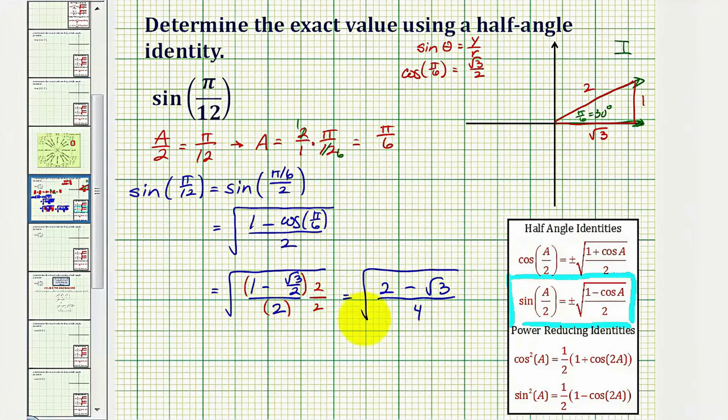And now because we have a fraction under the square root, we can write this as the square root of the numerator over the square root of the denominator, which is the square root of 4. And the square root of 4 simplifies to 2. So this leaves us with the square root of 2 minus square root 3 divided by 2.